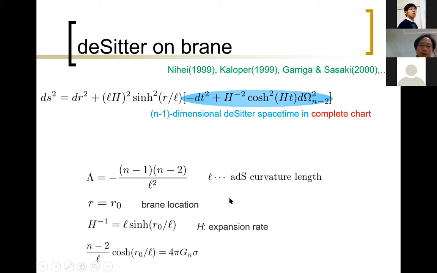In this case, we have a relation between the brane tension and the AdS curvature length like this. So this is the Shiromizu brane tension.